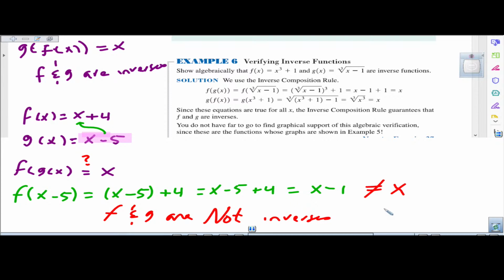I don't have to test the other side. If the first side fails, it doesn't matter if the other side is true and becomes x. That doesn't help me. So that's one issue. Okay, that's a quick one for you to check.